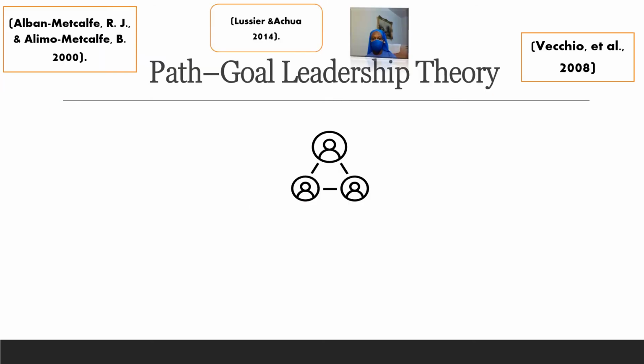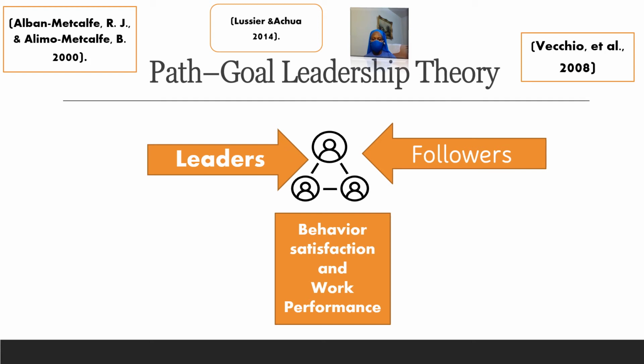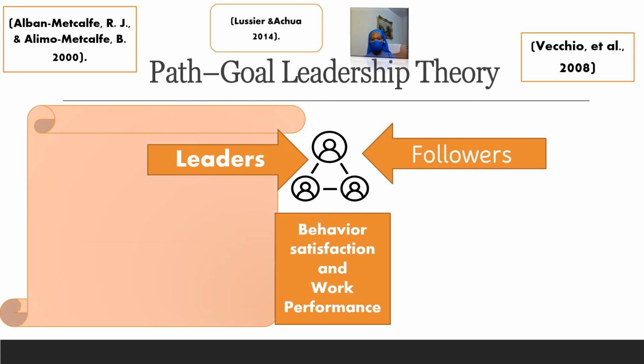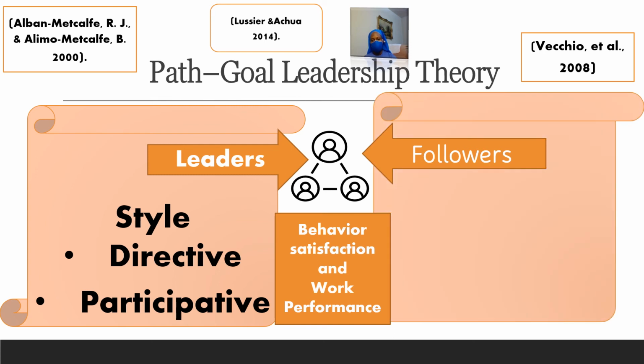Next, we have the path goal leadership theory. This is mostly related to leaders and followers, and it's also affected by the environment. So when leaders and followers come together, the leader has to always evaluate the style. And in this path goal leadership theory, it's either directive or participative, and participative relates to how supportive the leader is. Does he or she offer incentives for the followers?